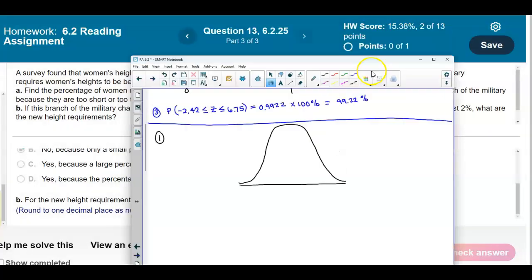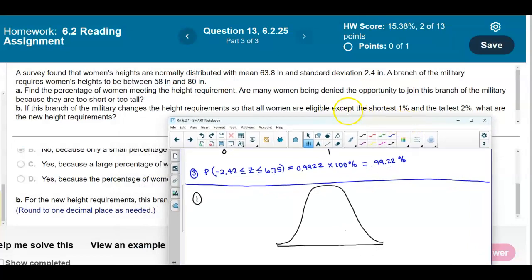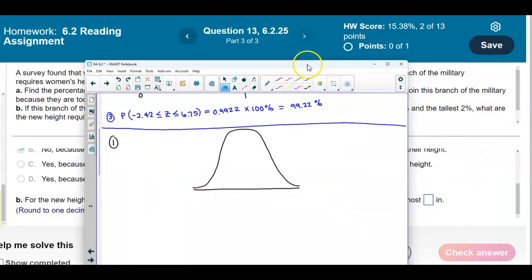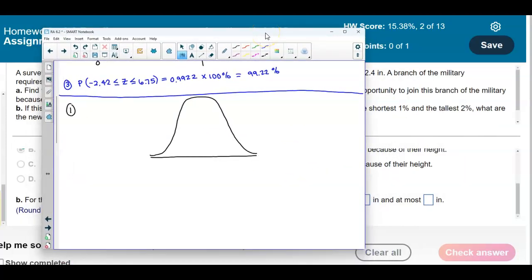Okay, so let's take a look here. It says we want to find out who would be eligible as the shortest 1% and the tallest 2%. So that means that the shortest 1% would have an area, as a decimal, of 0.0100. That's going to represent the area that we want to find here, because that is the shortest 1%. And the tallest would be 2%. And so for 2%, we would change that decimal to be 0.0200.